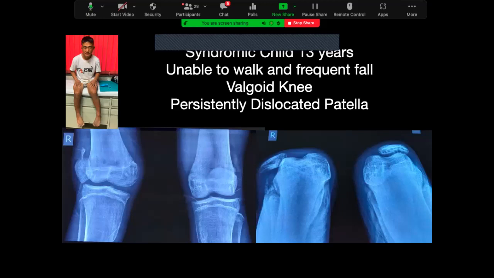So this is a very interesting case. Ishwar sir will definitely remember this case. This was a syndromic child, 13 years. Initially, he was operated at HRDC. He had already received three surgeries, but he again came with the problem. He was saying that both the patellae dislocate, more on the right side, and he's not able to walk because the patella dislocates in flexion and he frequently falls. So that is why the patient came to us.